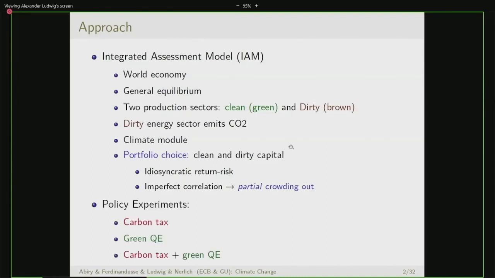So then, given that setup, we're going to consider three policy scenarios. One is a global carbon tax, a mild one, I would say. Then we contrast this with green quantitative easing, a relatively strong policy, I would say. And then we do a combination of the two instruments.